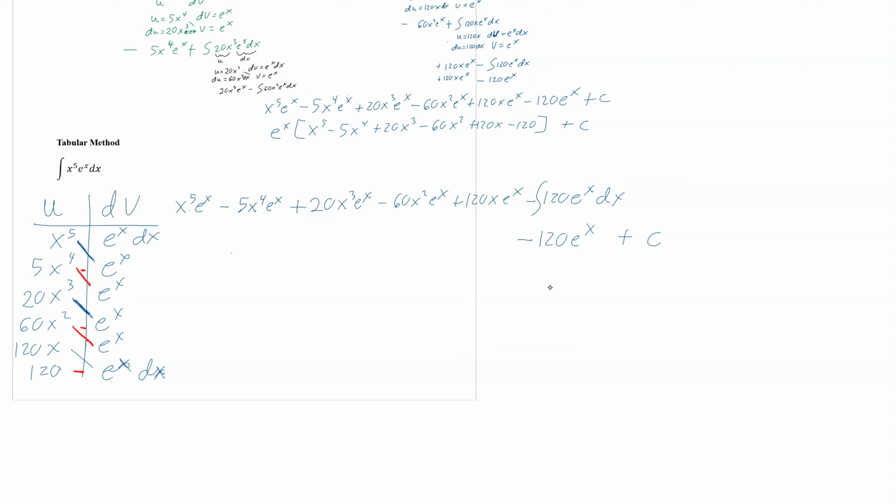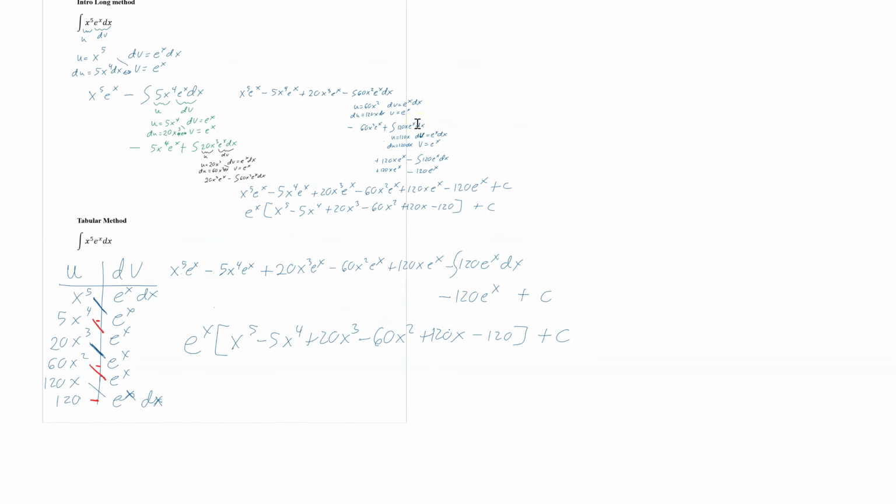And you can see it's the exact same problem. So we end up with e to the x, and then it's x to the 5th minus 5x to the 4th plus 20x cubed minus 60x squared plus 120x minus 120 plus c. See? Exact same one. So the ending one is your integral, and it's just basically this process.